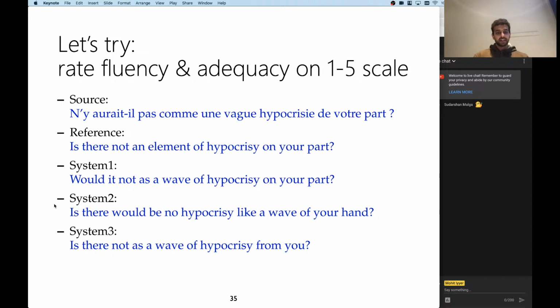Let's do another one. Is there would be no hypocrisy like a wave of your hand? How many of you think this is a 1? Wow, a lot of you. Okay, how about a 2? Okay, a 3? All right, I assume no one is above that. So the class at least rated system 2 as significantly worse than system 1. But it's also hard, right? When you were making this decision, how did you decide to choose 2 instead of 3? In cases where there's an obvious difference between system 2's output and system 1's output, maybe you can make a distinction between these two, but oftentimes it's not as clear. Yeah.